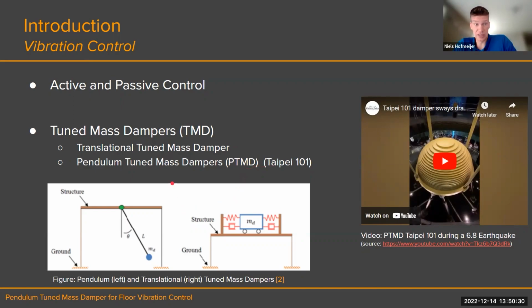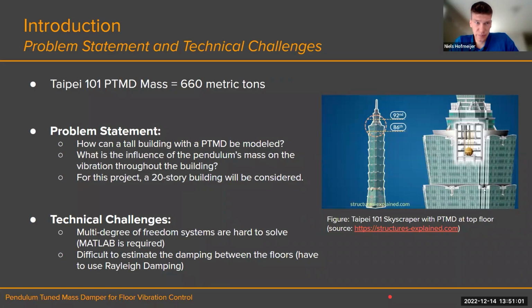There are two types of tuned mass dampers: a translational tuned mass damper and a pendulum tuned mass damper. For example, the one used in Taipei 101 is on the right side. You can see both tuned mass dampers in the bottom left figure. When the structure starts vibrating due to an earthquake or wind, the pendulum will pull on the structure, opposing the vibration due to the inertia of the mass of the damper.